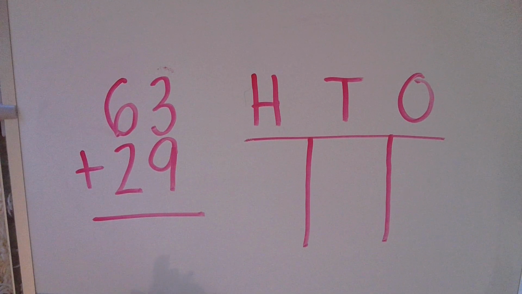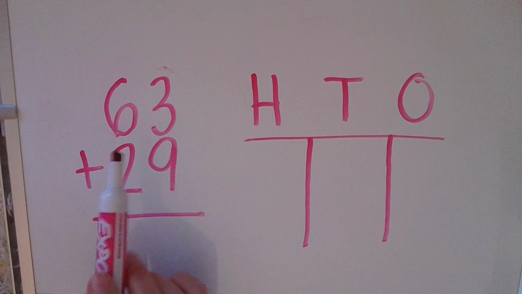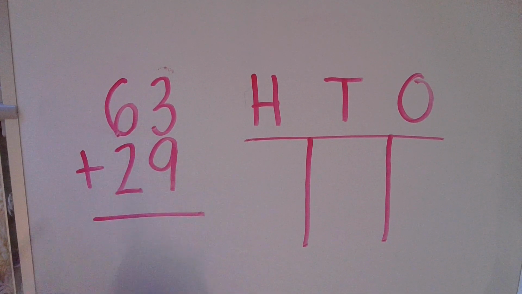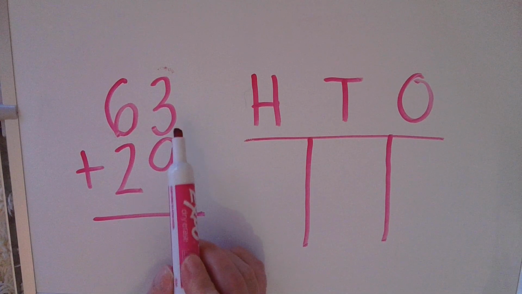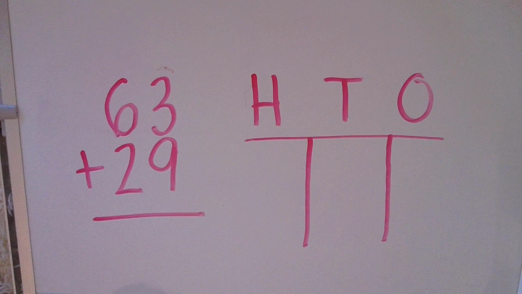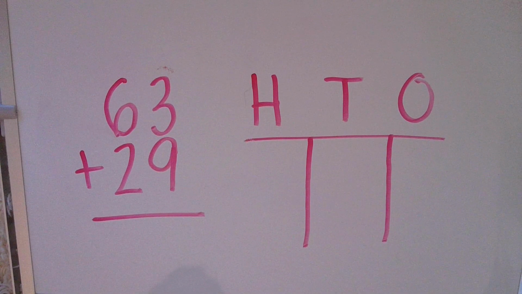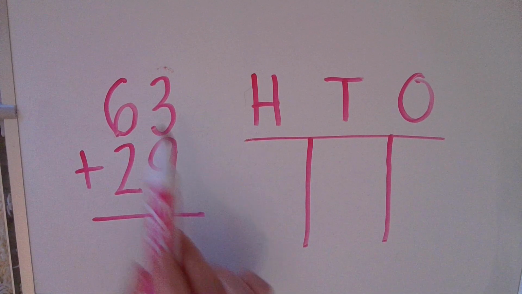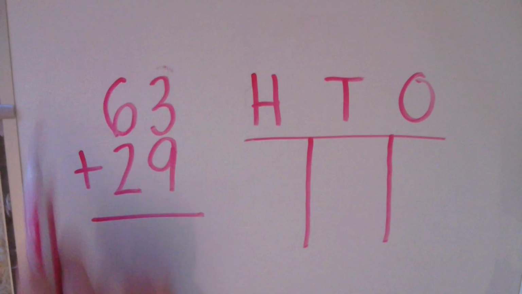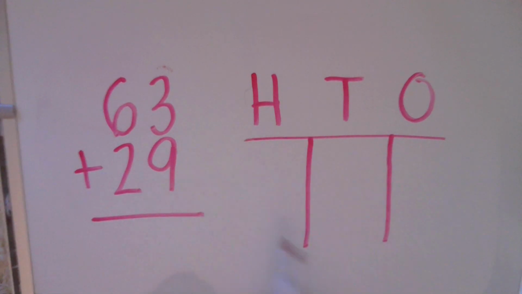Now, by the time we get to this point, we are assuming that our students have a basic knowledge of place value. That means that they know that this 6 represents 6 tens or is 60, and this 3 represents 3 ones. Okay? So before we teach the standard algorithm, we use this. We call it our HTO chart.